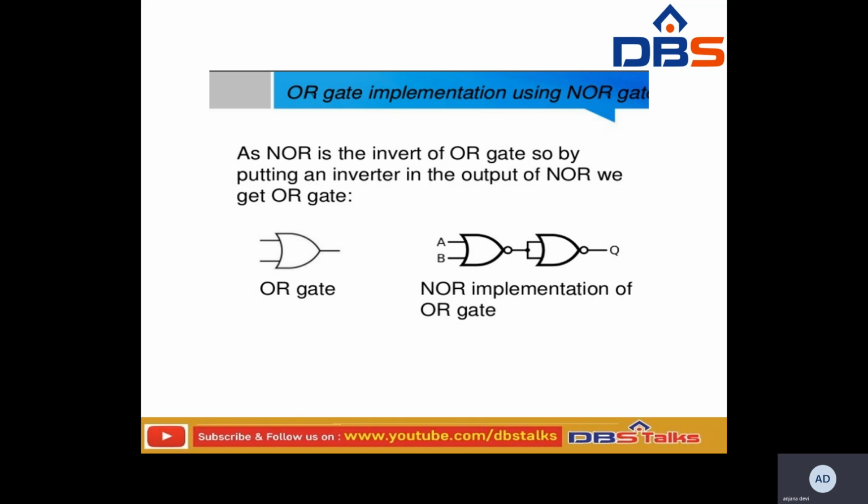This is how we implement the OR gate by using the NOR gate. Here the NOR is the inverter of the OR gate, so by putting the inverter at the output of the NOR, we get the OR gate. This is the OR gate, and this is the NOR implementation of the OR gate.